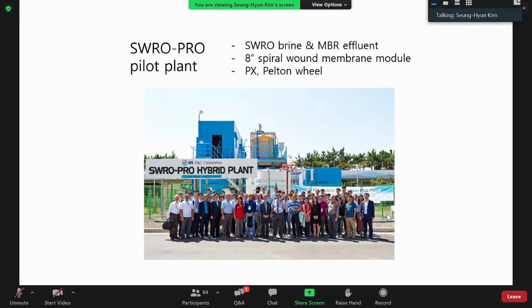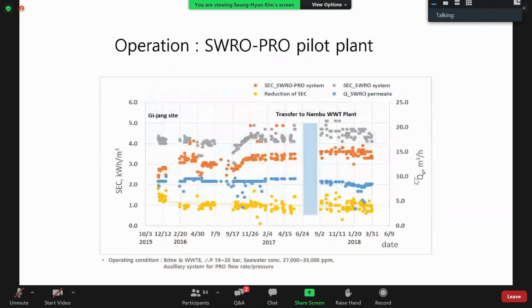You can find here Professor Wang Rong. This is an SWRO draw solution, SWRO brine. The feed solution is MBR effluent. We use an 8-inch spiral wound membrane module. This one is two-stage, but we also installed a Pelton wheel. This one is just for extra purposes.